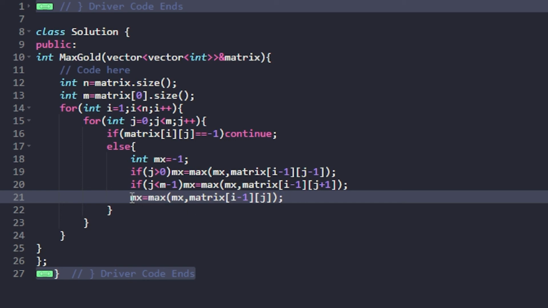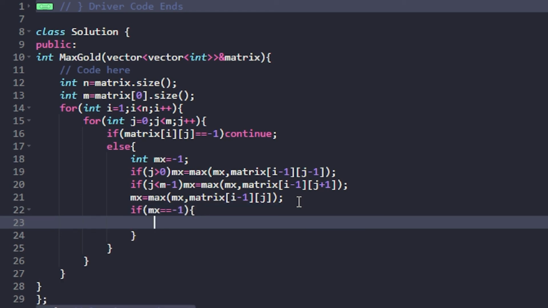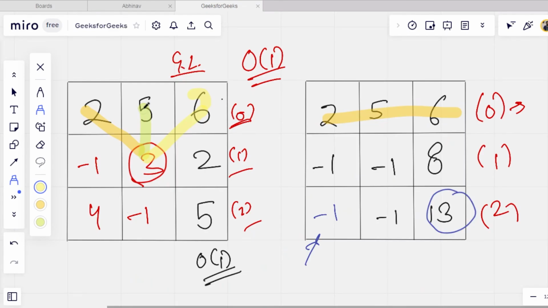Now in this mx we have the maximum of the above 3 elements, and if the maximum is -1, it means there is no path to reach that particular cell, as we have discussed. For example, if I have to reach this particular cell, both the blocks above were -1, meaning both were blocked. So I cannot reach this particular cell, so I have to change its value to -1, and I have changed the value of this one also to -1.